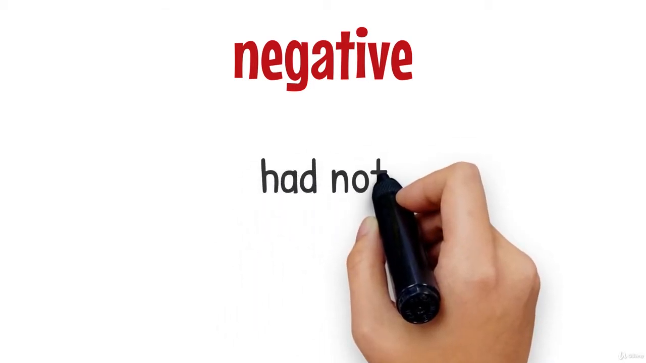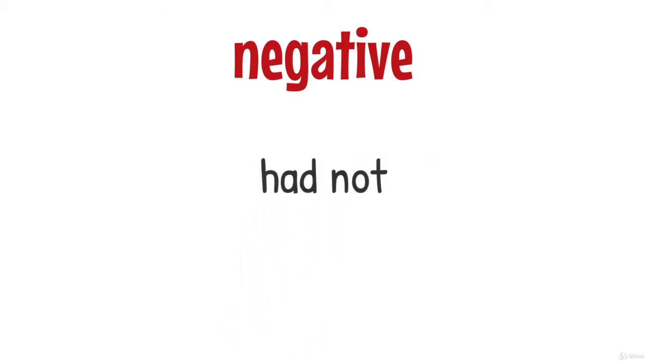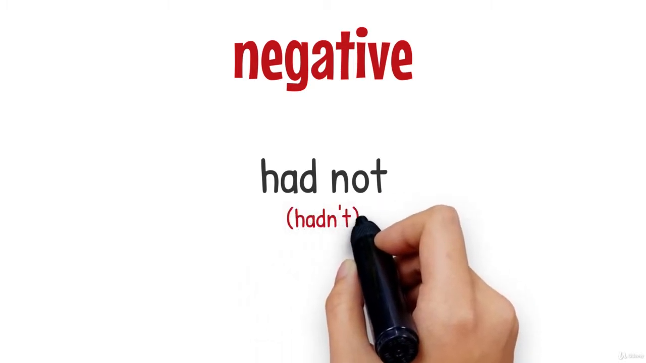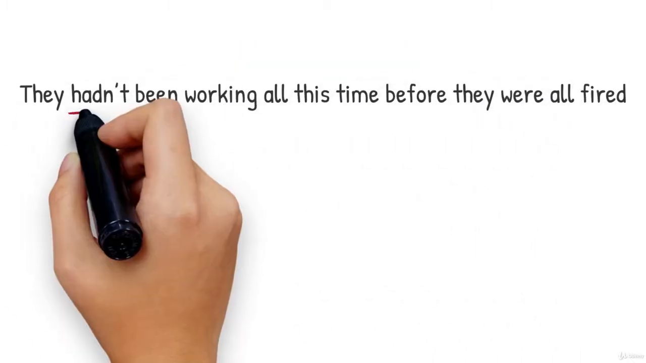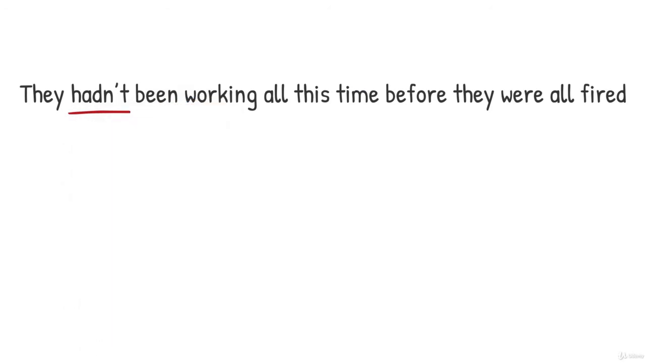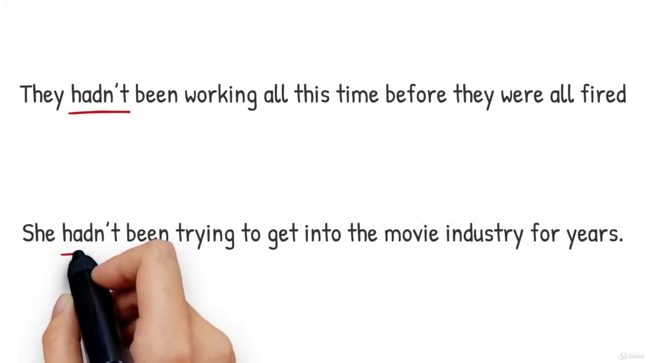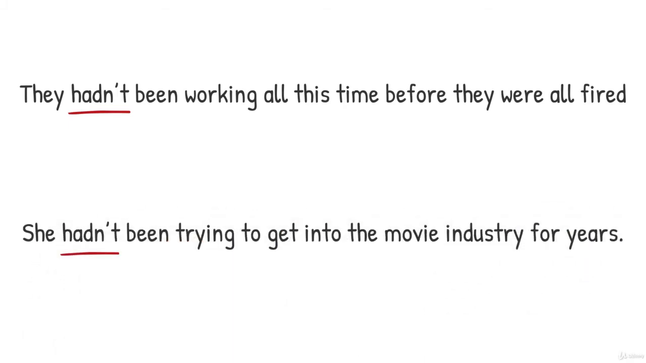And to make a negative, we use had not, or its contracted form, hadn't. They hadn't been working all this time before they were all fired. She hadn't been trying to get into the movie industry for years. It took her just a few months.